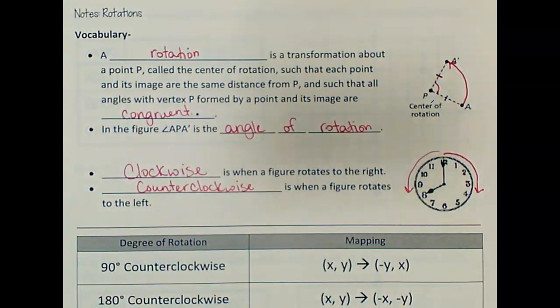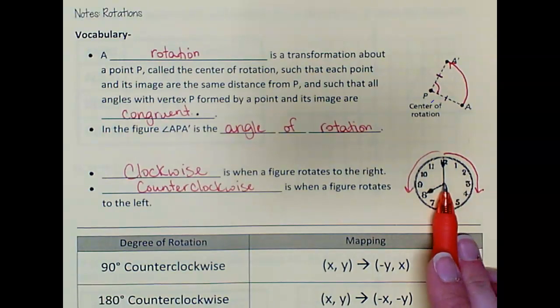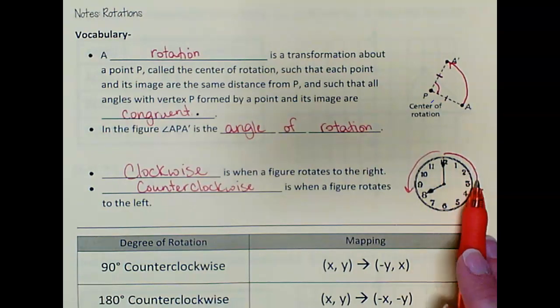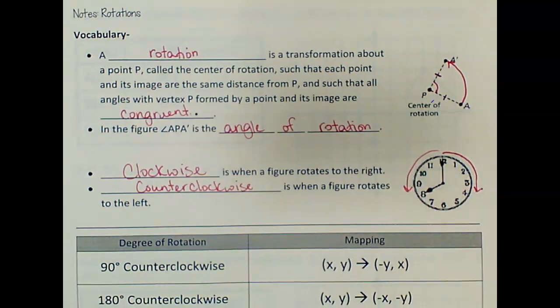Counter means against or back. And so counterclockwise means against clockwise or back in the other direction. Now I know that we do have a figure of a clock here. We can see clockwise and counterclockwise, and it makes sense to us when we look at an analog clock.